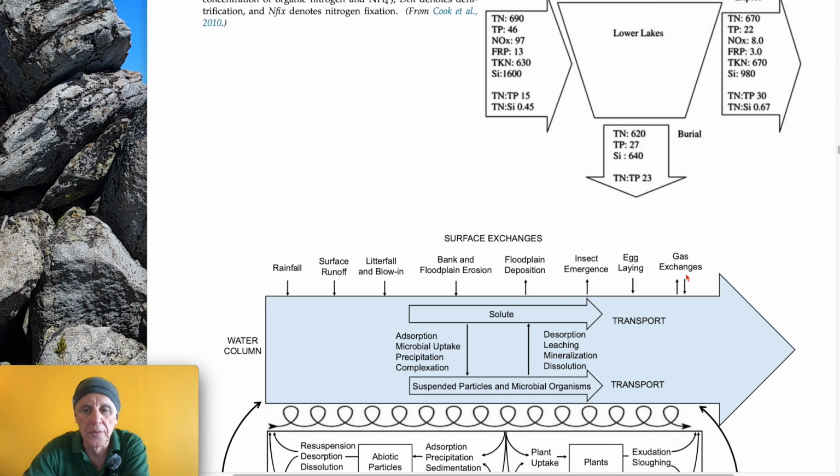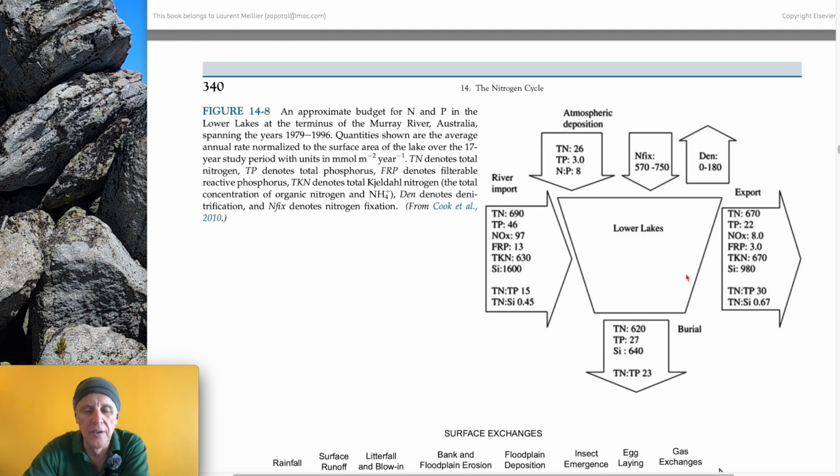So before we move on to that section, let's look at this figure here. This is figure 14-8, an approximate budget of nitrogen and phosphorus in the lower lakes at the terminus of the Murray River in Australia, spanning the years of 1979 through 1996. Quantities shown are the average annual rates normalized to the surface area of the lake over the 17-year study period, with units in millimoles per meter square per year.